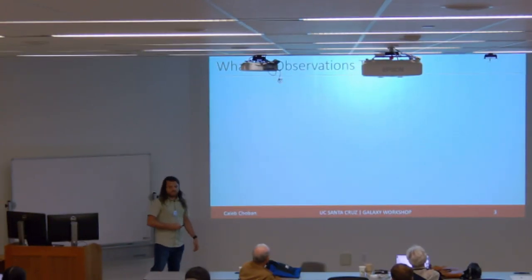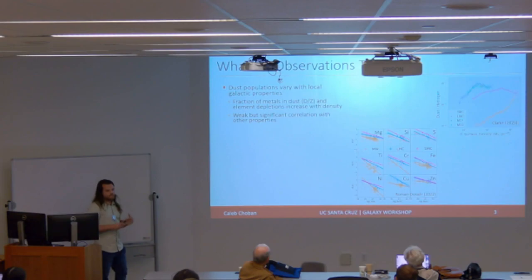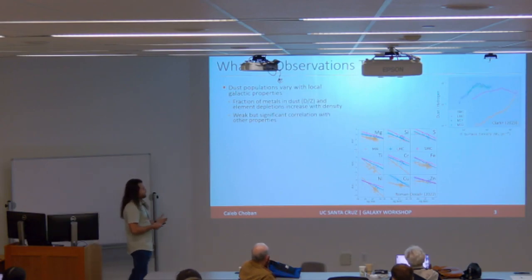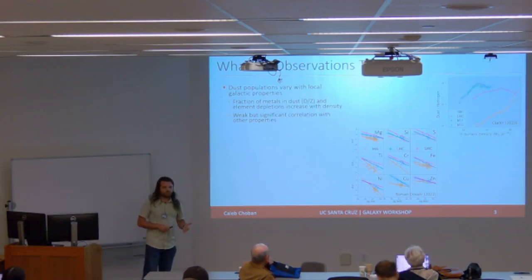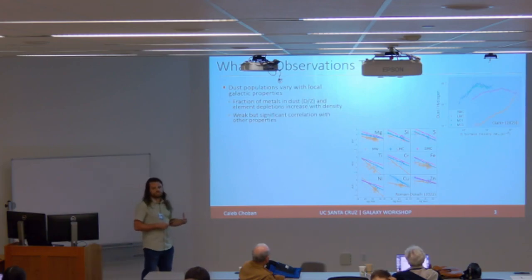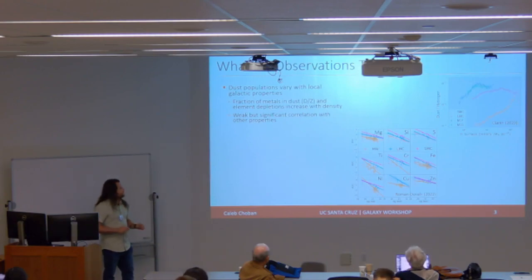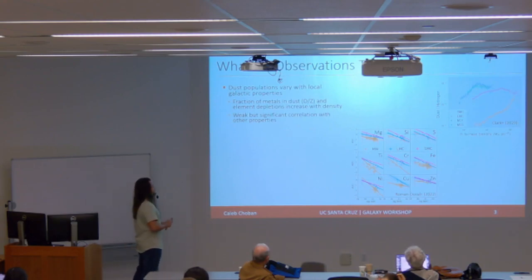So what do observations tell us? Observations tell us when we look at dust within galaxies, dust varies with local galactic properties. The strongest correlation we find is that the fraction of metals in dust, or dust to metals ratio, increases with density. So you have more of your elements locked in dust as you go to denser regions of the Milky Way and the Large and Small Magellanic Clouds. There are other significant correlations, but they're relatively weak in comparison to this. So more dust in dense regions.